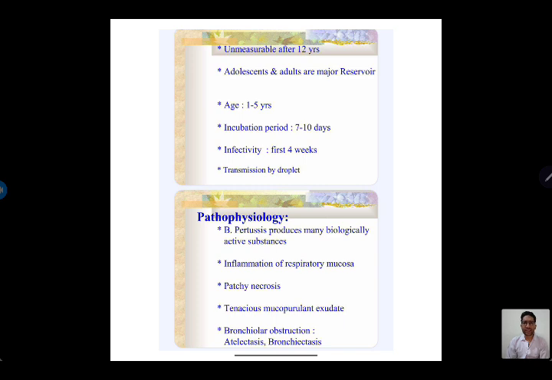Age 1 to 5 years. Incubation period is 7 to 10 days. Infectivity: first 4 weeks. Transmission is by droplets.